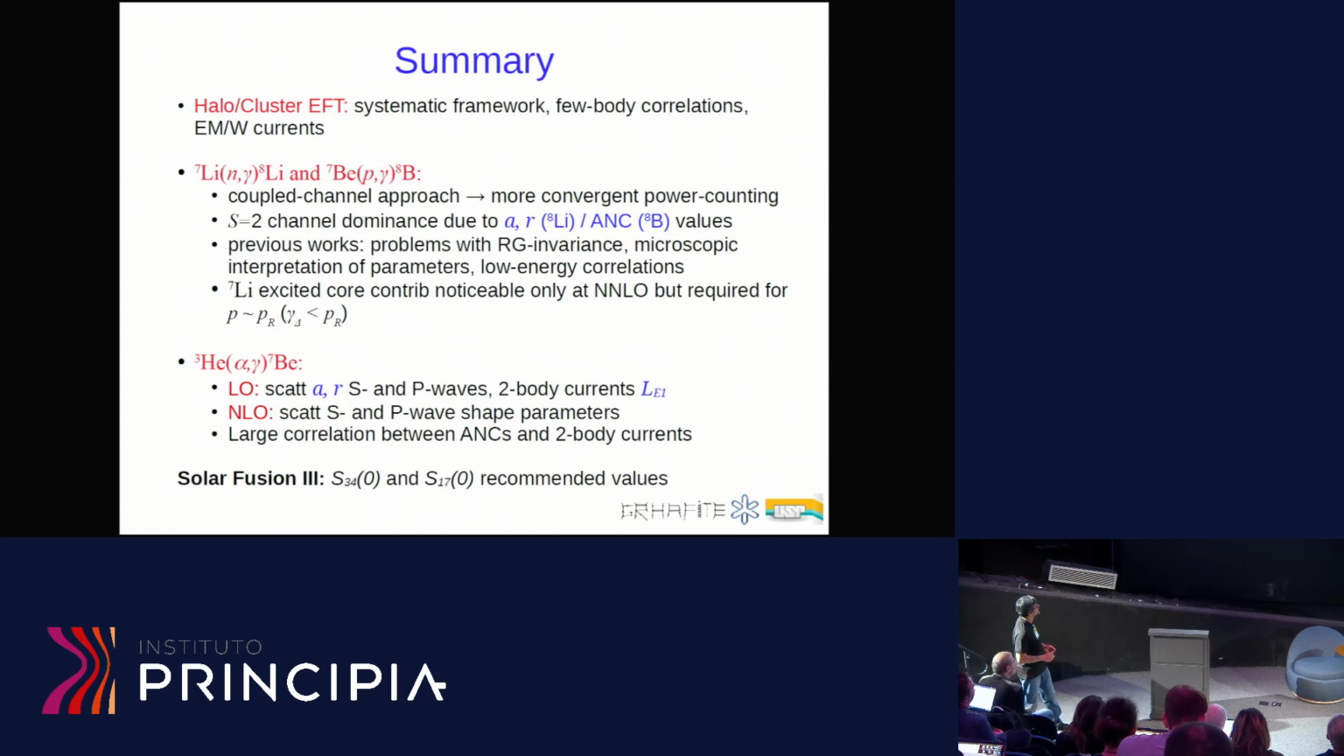And for this other reaction, convergence is not quite good. We have to introduce the two-body currents, but still we have a reasonably good description of data. We are just looking for our experimental colleagues to improve their measurements to help us to make better predictions. So thank you for your attention. So thank you, Renato.